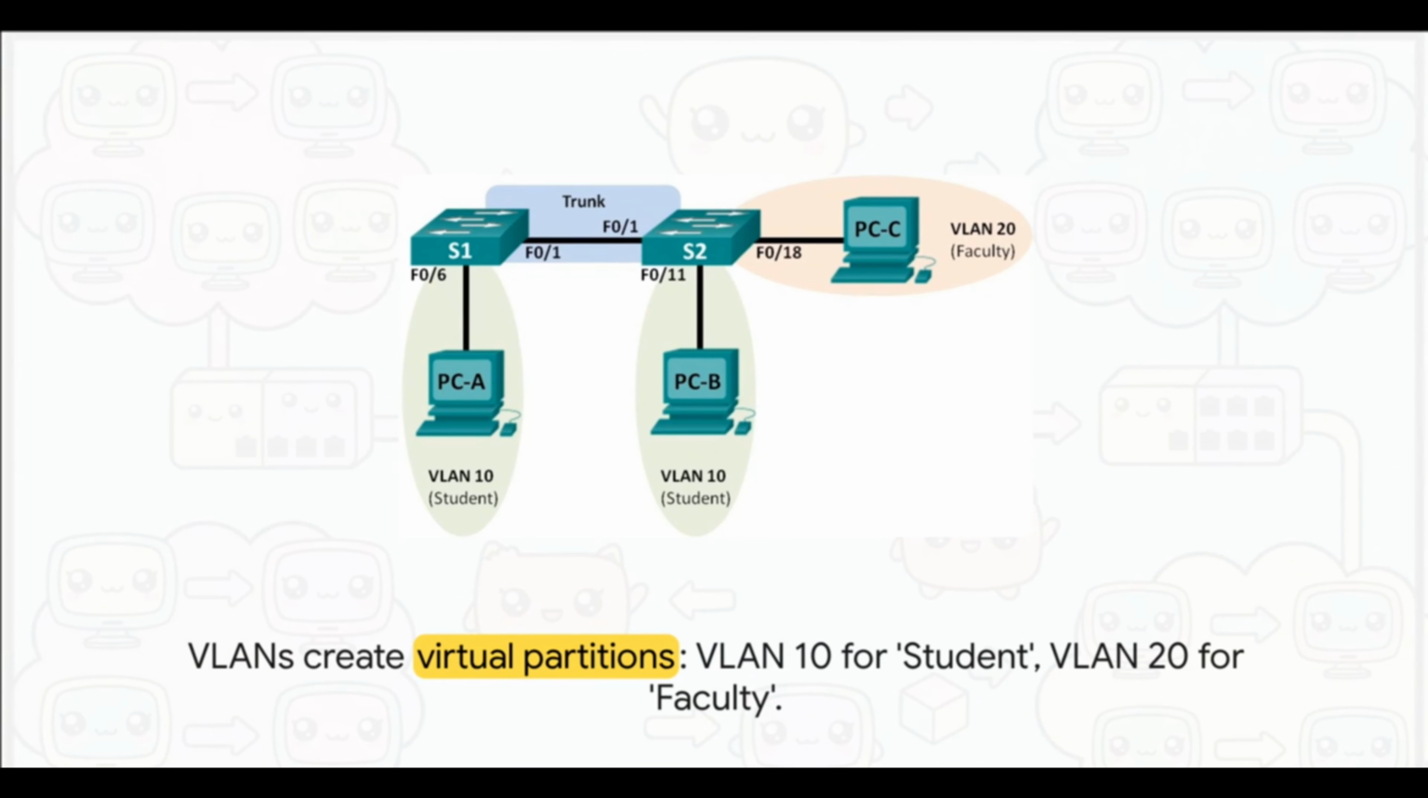And boom, this brings us right back to our first example. We've basically put up virtual partitions. PC-A and PC-B are now grouped into VLAN 10, the student network, and PC-C? It's in its own little world, VLAN 20, the faculty network. They are now in totally separate broadcast domains. A broadcast from a student PC only goes to other student PCs. The faculty network doesn't even know what happened.